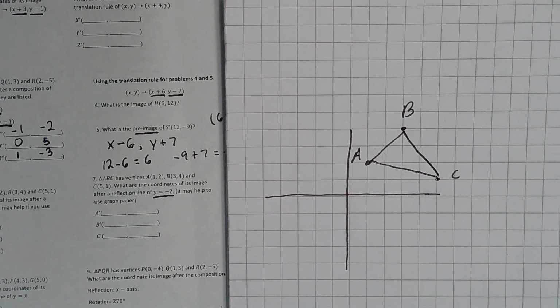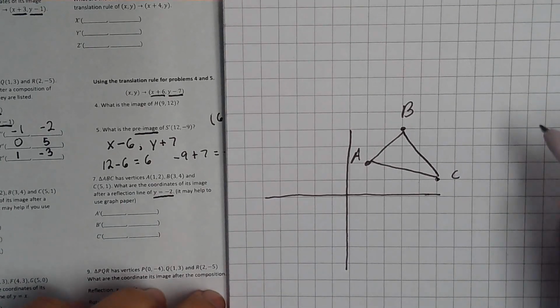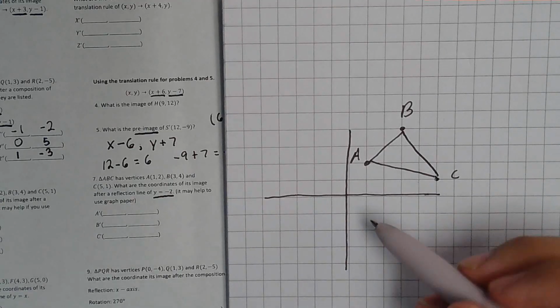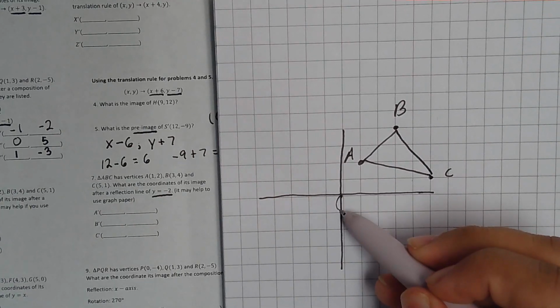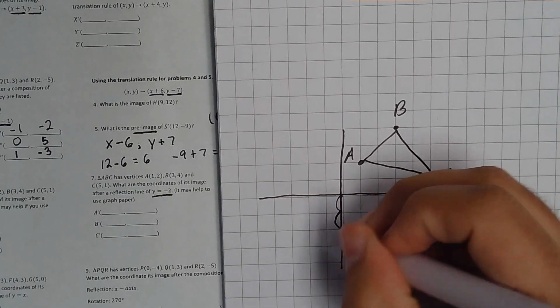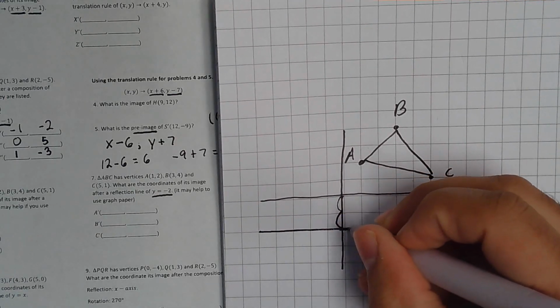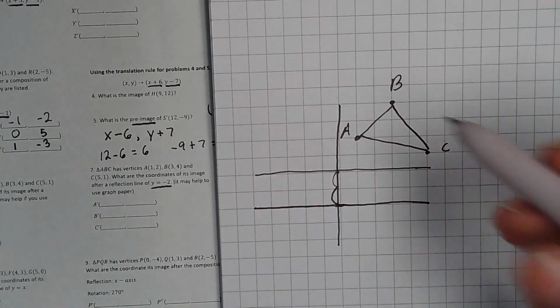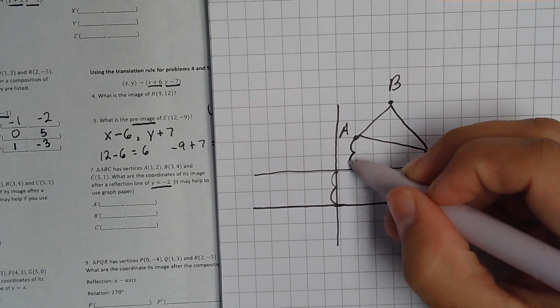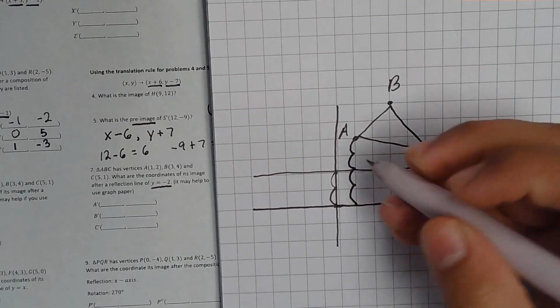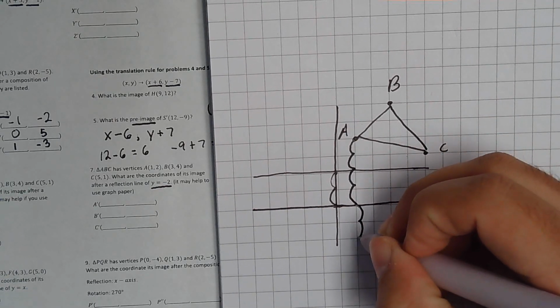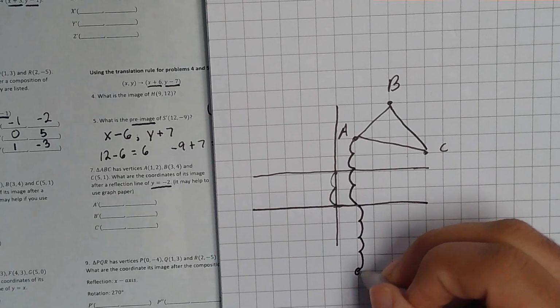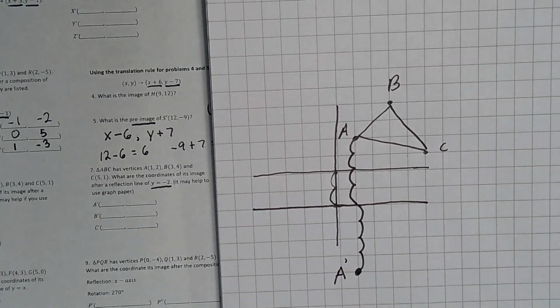So it looks like we're going to do something with this triangle. I'm going to reflect this over the line y equals negative 2. That means from the origin, you're going to go 1, 2, and there is my line of reflection. Now, you have to find out how far you are from that line for each point. If I start with A, I'm going to go 1, 2, 3, 4. Then I'm going to go 4 in the other direction. That means my new A is right there.